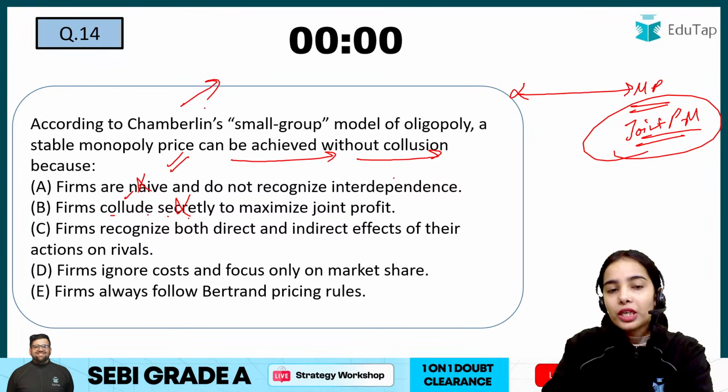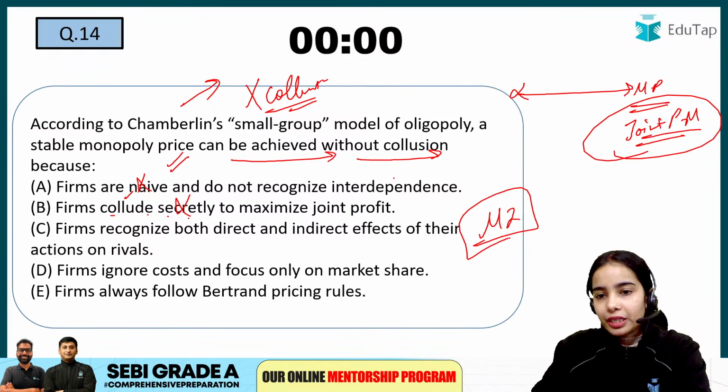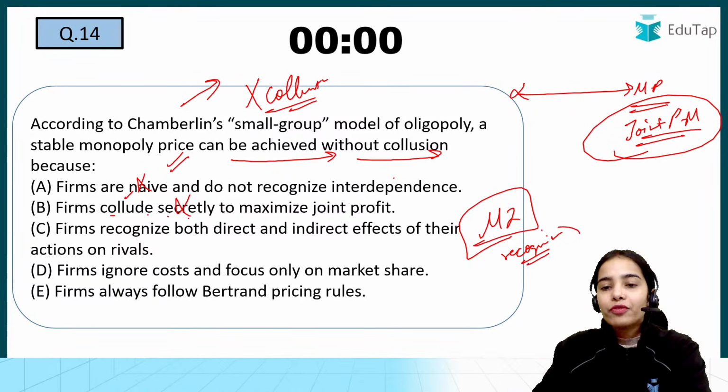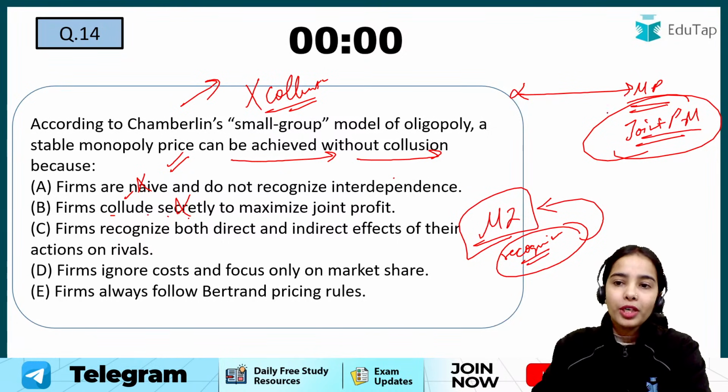In the Chamberlain model, it has been said that there is no collusion that is required. The firms just need to recognize their mutual interdependence. Once the firms recognize their mutual interdependence, the firms can have the joint profit maximization. The firms can charge the monopoly price.